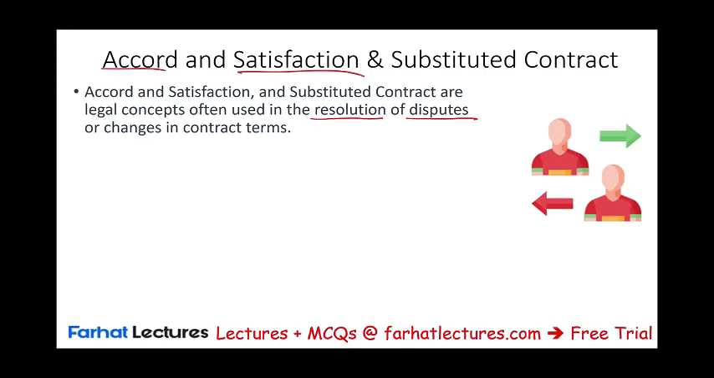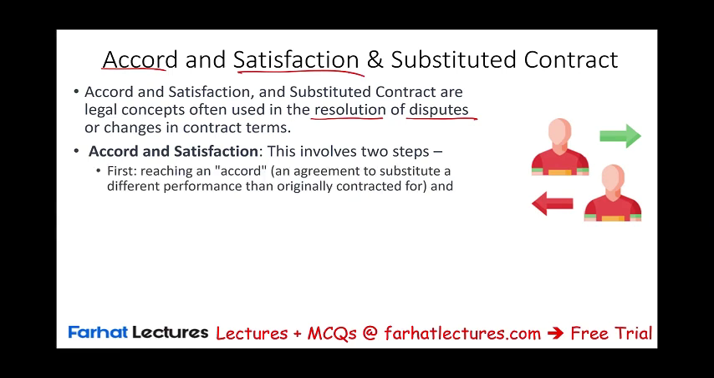How does that work? This involves a two-step process. What happens is this. We are going to reach an accord. What's an accord? An agreement to substitute the old performance with a new performance. So first what we do, we come up to a new agreement because we have a performance in the contract. We have to complete this step, painting the home, mowing the lawn, whatever that performance happens to be. We're going to reach an accord, an agreement to substitute a different performance than the one originally contracted for.